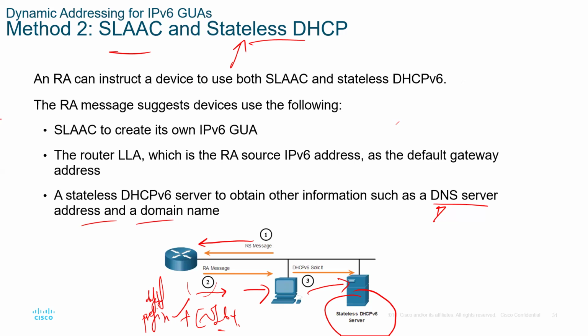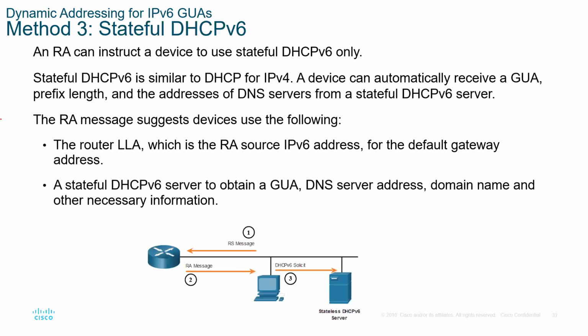Right, the last one, stateful DHCP. So stateful DHCP is the DHCP server doing everything. Stateful DHCP is similar to DHCP for IPv4. A device can automatically receive a GUA, prefix length, and the addresses of the DNS servers from a stateful DHCP server. You can see the change from stateless to stateful. RA messages suggest the devices use the following: the router link local as the default gateway, a stateful DHCP server to obtain the GUA, the DNS server information, and any other necessary information.